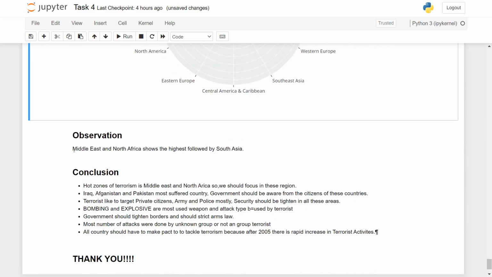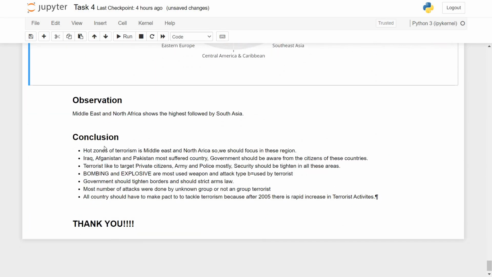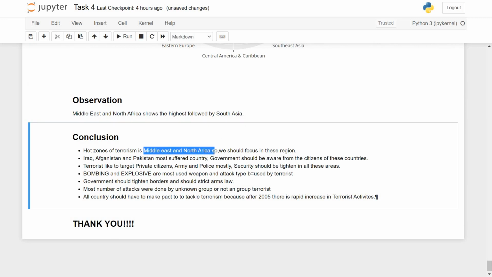After that we can observe that the Middle East and North Africa shows the highest, followed by South Asia. This is our observation. In conclusion, the hard zone of terrorism is the Middle East and North Africa, so we need to focus on this region to prevent future terrorist attacks. Next point: Iraq, Afghanistan and Pakistan are the most affected countries. The government should make citizens aware and these countries should provide more protection to the people from terrorist attacks.